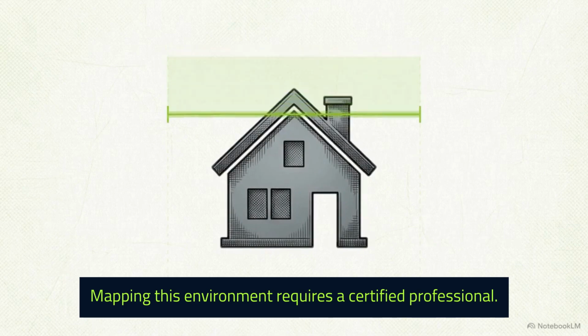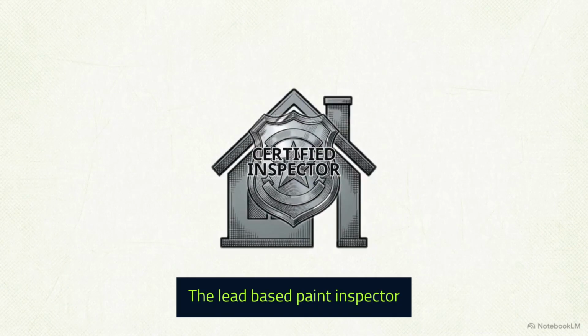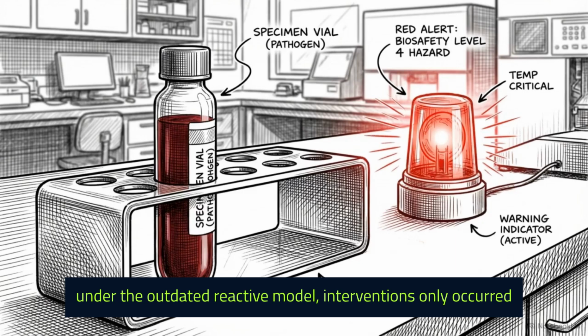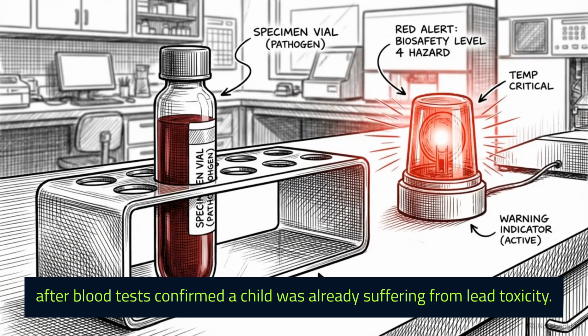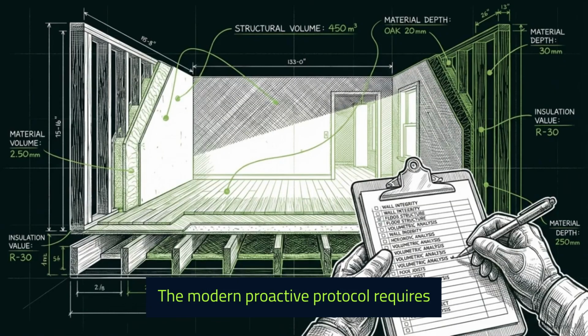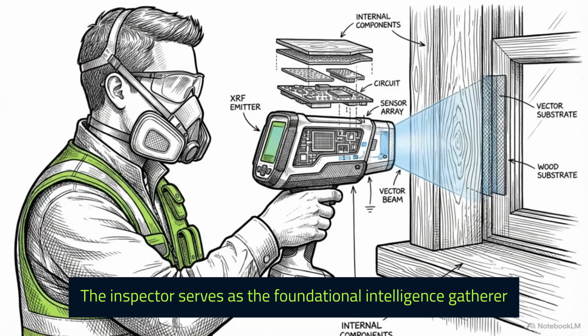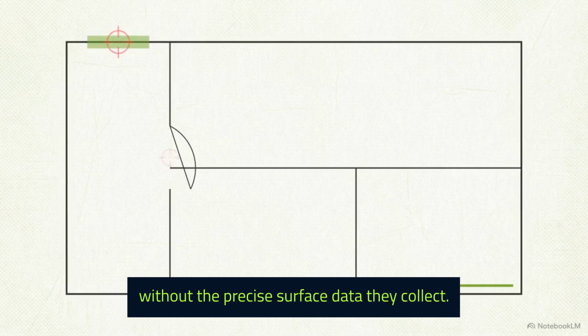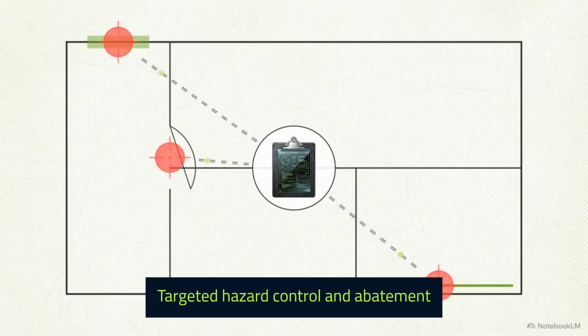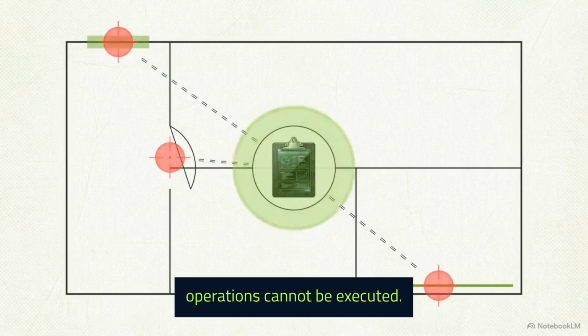Mapping this environment requires a certified professional, the lead-based paint inspector. Under the outdated reactive model, interventions only occurred after blood tests confirmed a child was already suffering from lead toxicity. The modern proactive protocol requires physical structures to be investigated before they are occupied. In this framework, the inspector serves as the foundational intelligence gatherer. Without the precise surface data they collect, targeted hazard control and abatement operations cannot be executed.